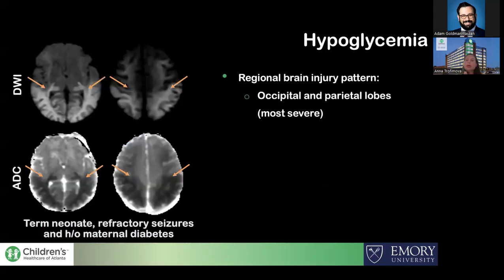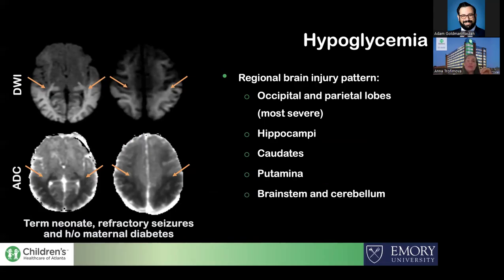So what are the regions of the brain that are particularly susceptible to injury due to hypoglycemia? The most severe is, of course, occipital and parietal lobes, like we can see in this example of a term neonate who was born to a mother with history of maternal diabetes and presented with refractory seizures. We can see really symmetric, extensive areas of restricted diffusion involving bilateral occipital and parietal lobes. Other areas of the brain that also can be affected include hippocampi, caudates, putamen, brainstem, and cerebellum.